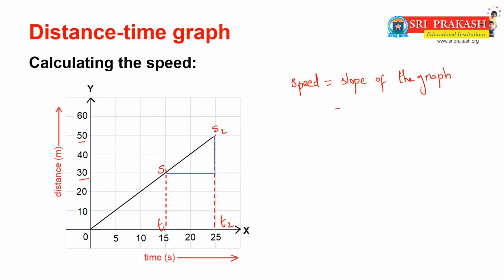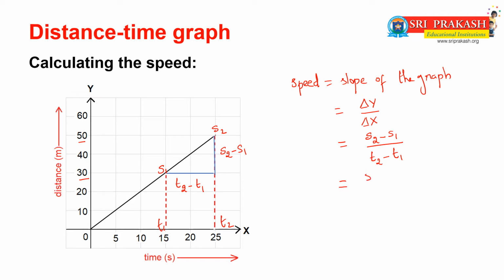Slope of the graph is change in y-axis by change in x-axis. Now here along y-axis the change is s2 minus s1, and here along x-axis it is t2 minus t1. So s2 minus s1 by t2 minus t1.